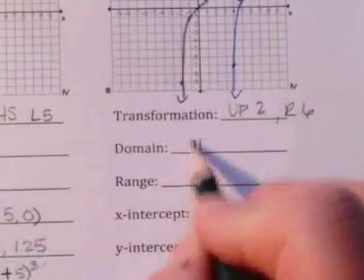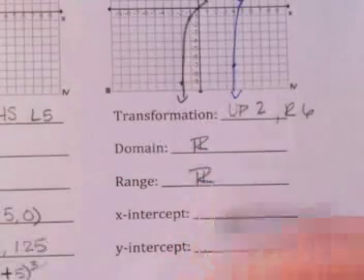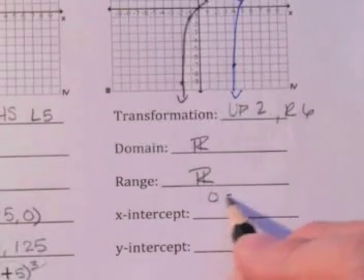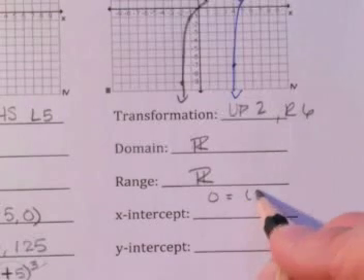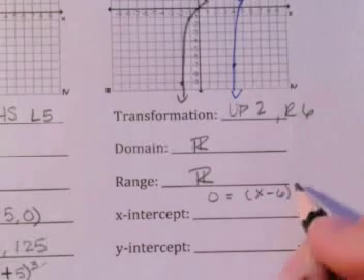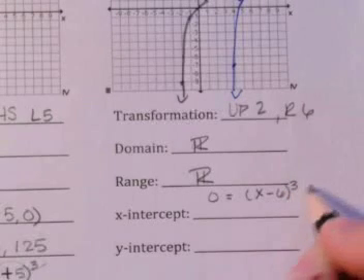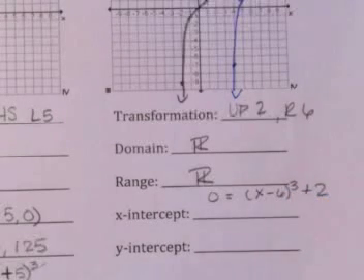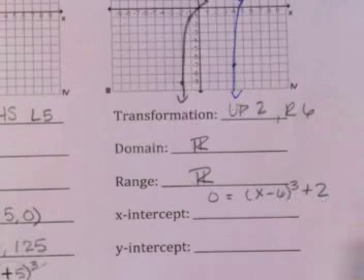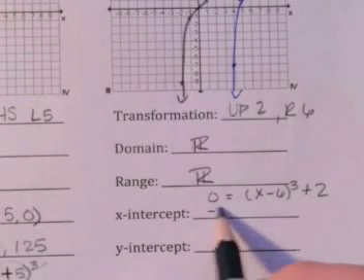So again, our domain is all reals. Our range is all reals. To find the x-intercept, I'm going to plug in 0 for y. And this gets a little tricky here. Okay. I'm going to have to subtract 2 from both sides.